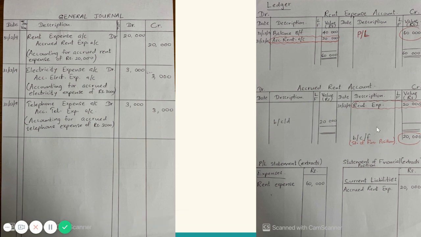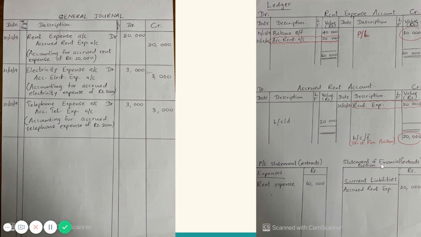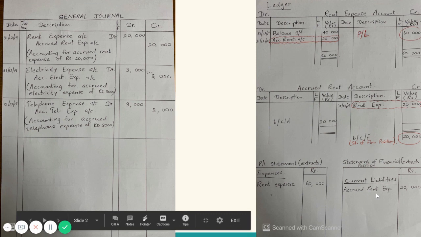Then this accrued rent account 20,000 credit balance will be taken to the statement of financial position as a current liability. Under current liabilities, accrued rent expense will be shown as an item of 20,000 rupees. So these two are the extracts of profit or loss statement and the statement of financial position. And I hope you all are clear with the way of writing the journal entry, then the way you are recording them in the ledger accounts, and the way you are going to record them in the two financial statements.